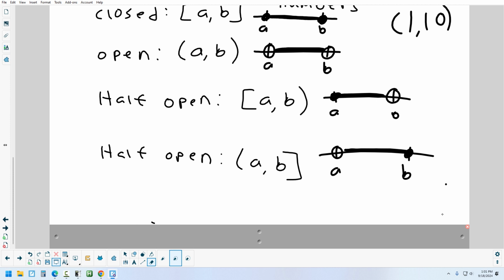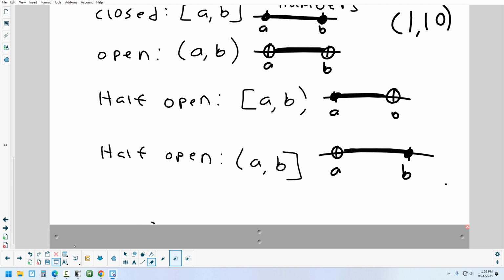So any question on what it means for an interval to be open, closed, or half open? I guess you could also say half closed. Like I would describe this one as half open on the right, I would say this one is half open on the left. All right, so that's bounded.